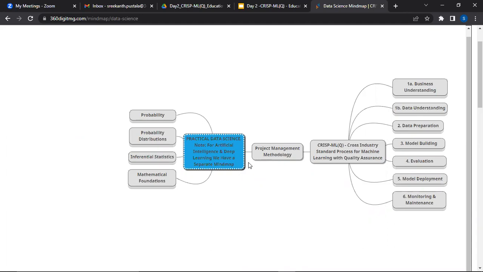So the first phase that we have is business understanding. In business understanding, we have a problem statement and we are trying to solve that problem by using data science. So we are going to get some data. Here we are looking into educational data, and we are going to provide a solution for the analysis.